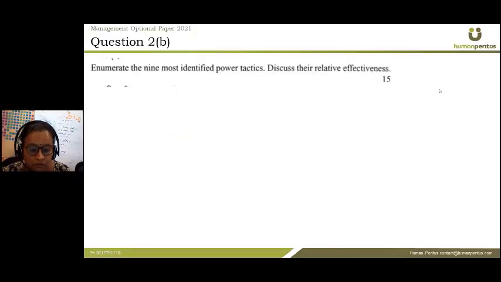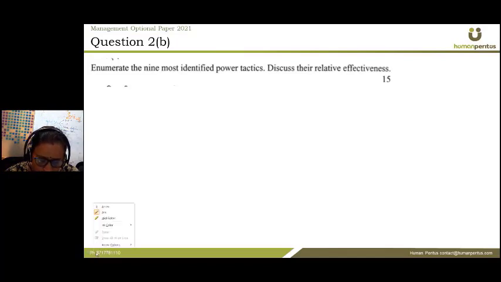All right. So question 2B is, enumerate the 9 most identified power tactics and discuss their relative effectiveness. Okay, so this question is quite straightforward, as it is asking about the 9 most identified power tactics, and we also need to discuss their relative effectiveness. So before we start discussing the 9 most identified power tactics, what should we discuss before starting anything else?